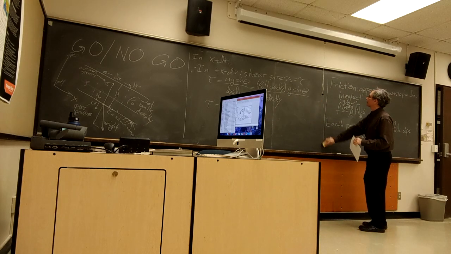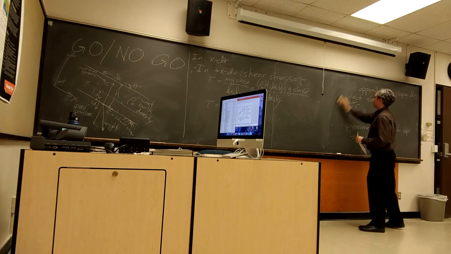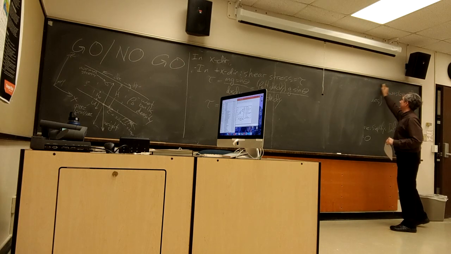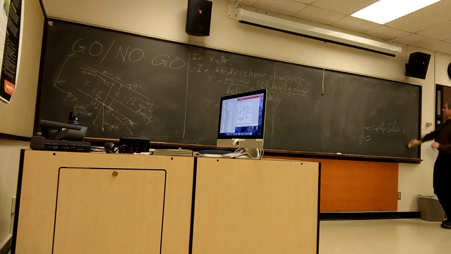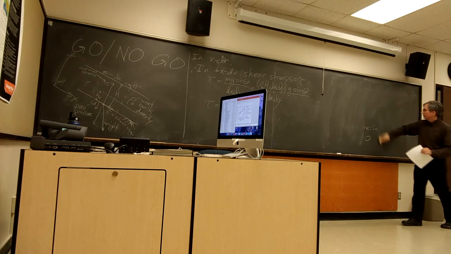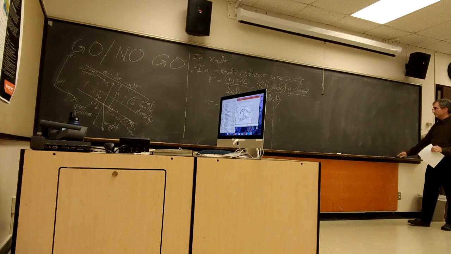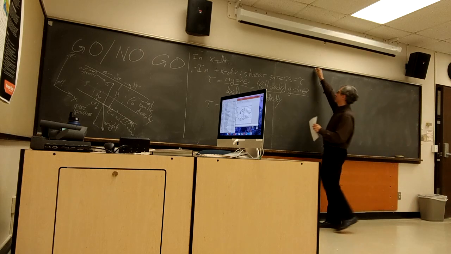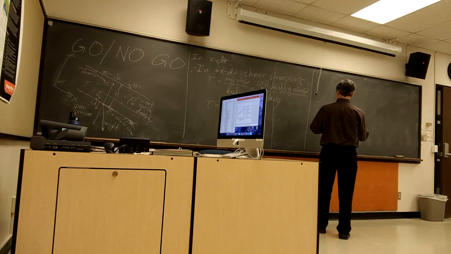The negative x direction is where it gets a bit more complicated. That's where we've got our complicated things like friction, cohesion. Well, specifically friction and cohesion.